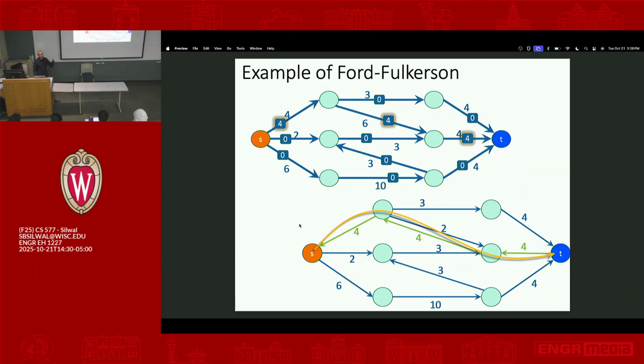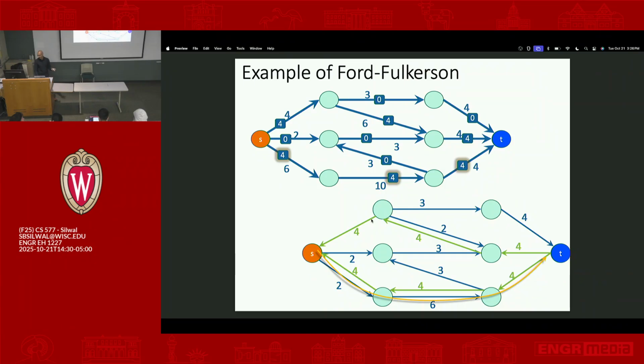Then I try to find another path. Look, there's one more path. There's also 4, so I increment by 4. And then these edges go backwards. So this edge had capacity 10. I send 4, so there's a green edge going the other way, and there's a 6 going the original way.